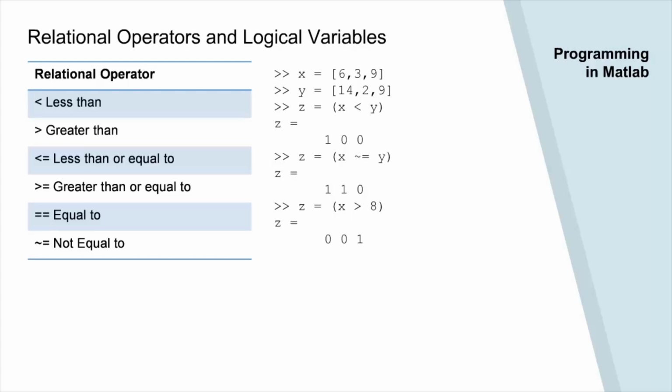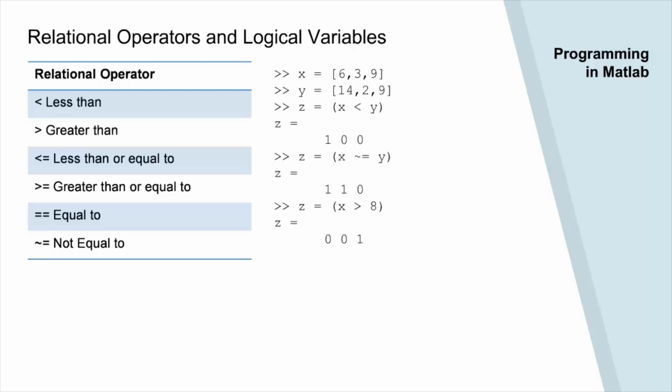I am taking z, where I am putting a relational operator, x less than y. Whenever x is less than y, that element position will return 1 and the rest of the element positions will return 0. As 6 is less than 14, I will get 1 there. As 3 is not less than 2, I will get 0, and similarly as 9 is not less than 9, I will get a 0.